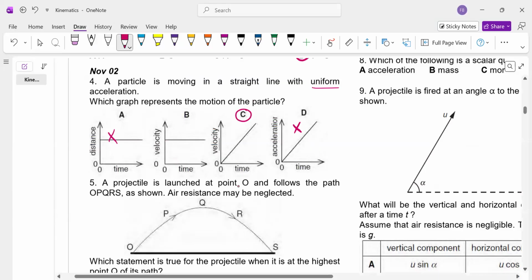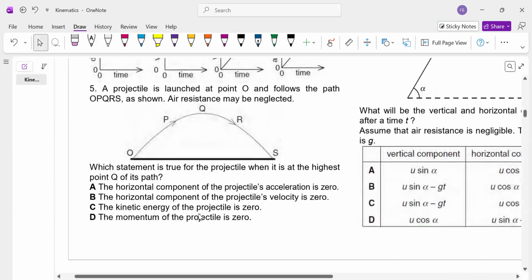A projectile is launched at a point O and follows the path O, P, Q, R, S as shown. Air resistance may be neglected. Which statement is true for the projectile when it is at the highest point Q of its path? Which statement can be correct?